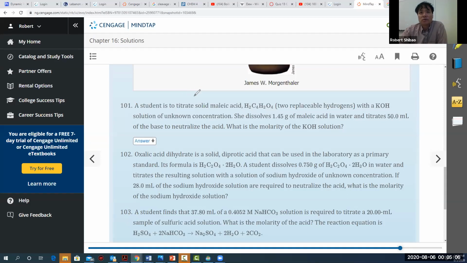Each hydroxide wants 1 hydrogen. So we have H2C4H2O4. And so we're going to need, actually we're going to need 2 hydroxides to react with this. And that's going to form the salt, which is C4H2O4, with 2 potassiums required for that, plus 2 waters. So the driving force is the stronger acid and the weaker acid.